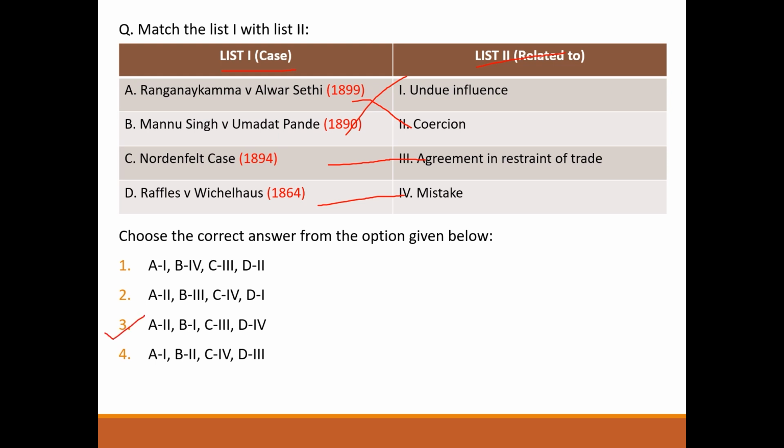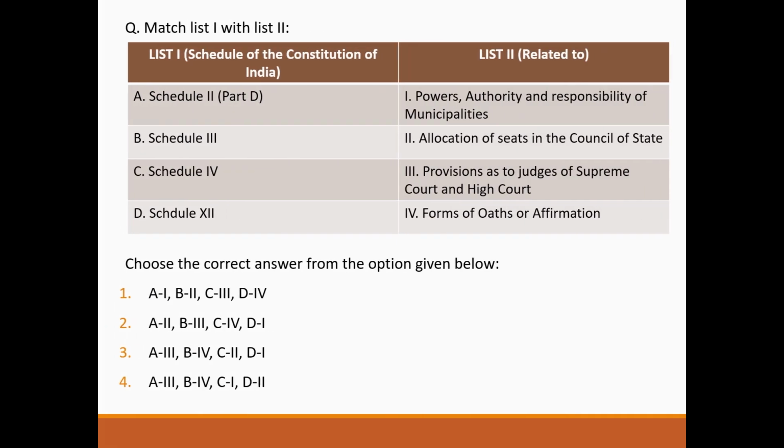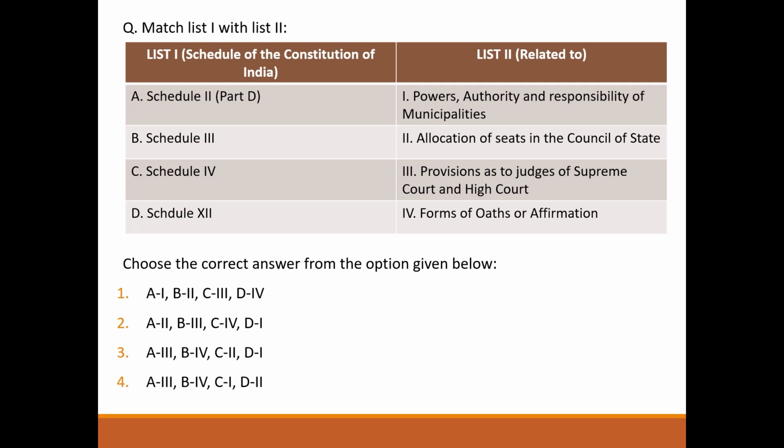Next question, match the following. List 1 is schedule of the Constitution of India and list 2 is related to. Schedule 2D, provision as to judges of Supreme Court and High Court. Schedule 3, forms of oath and affirmation. Schedule 4, allocation of seats in the Council of State. Schedule 12, powers, authority and responsibility of municipalities. So answer will be option number 3.